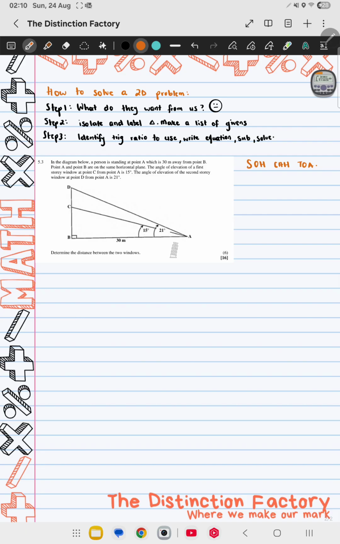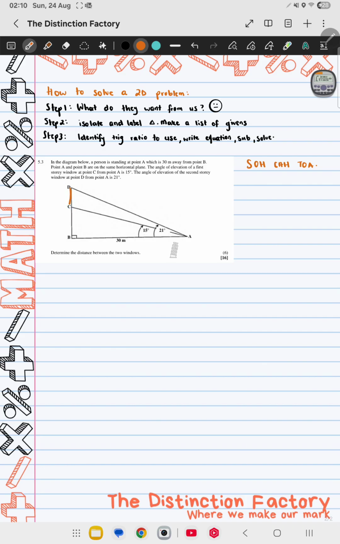So let's go through step 1. What is it that they want from us? Yes, it's the distance between 2 windows, but where exactly in relation to the letters are those windows? So if you remember, they did mention that the first story window is here at point C, and the second story window is here at point D. So they want the distance between C and D.